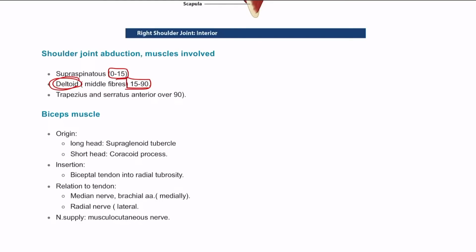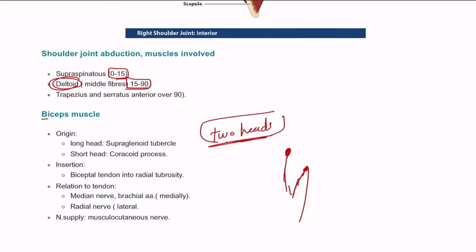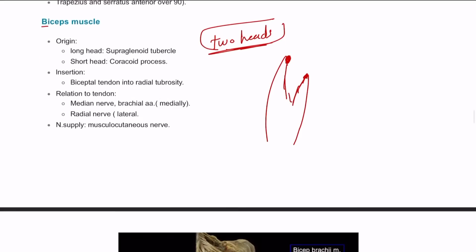The biceps, from the name, does have two heads. You have the long head, which takes origin from the supraglenoid tubercle, and the short head will take from the coracoid process. They will join together, just like that, to form the biceps muscle, and they will insert through the biceps tendon down in the radial tuberosity. We explained this in the osteology part.